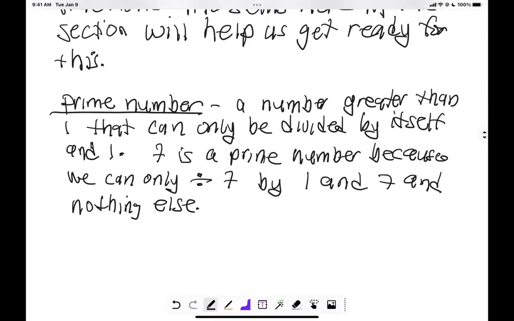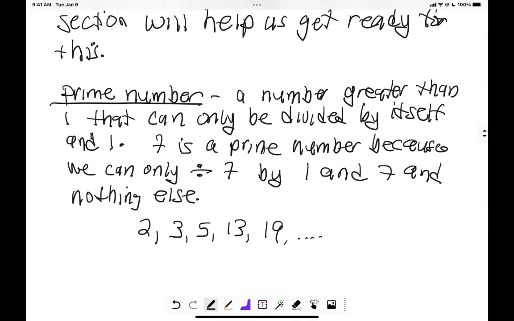So some examples of prime numbers would be 2. I can only divide 2 by 1 and 2. 3, I can only divide 3 by 1 and 3. 5, I can only divide by 1 and 5. 7 we talked about. How about 13? I can only divide it by 1 and 13. 19, I'm just giving you a couple examples. There's a whole bunch of prime numbers.